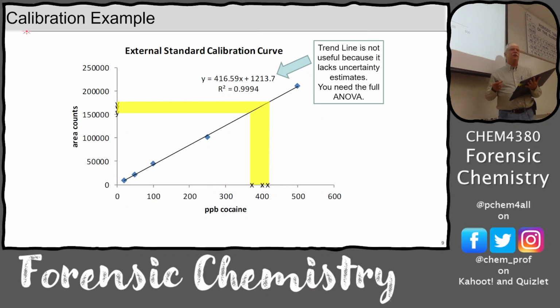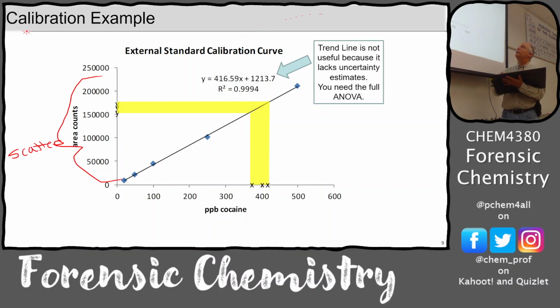Do you know what the R squared value tells you? All the points are on the trend line? Yes. So there's some scatter in the points, right? So these points are scattered. I'll call it scatter. And this is a percentage of the scatter.